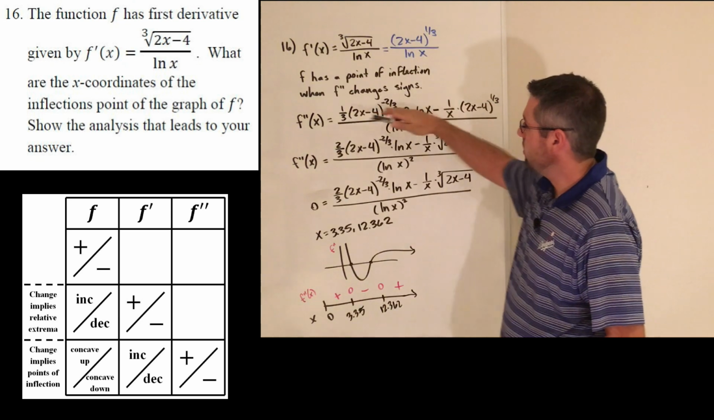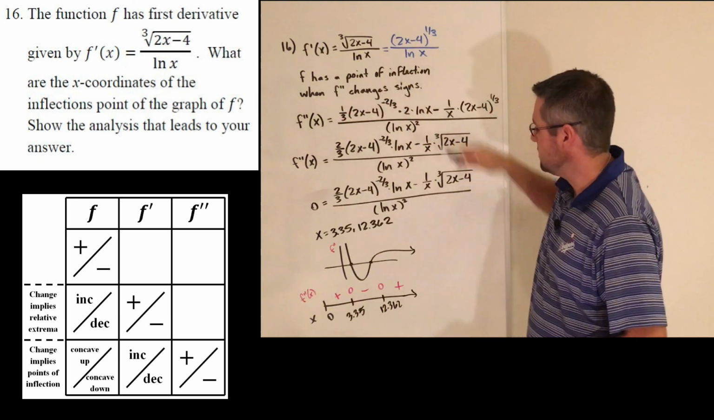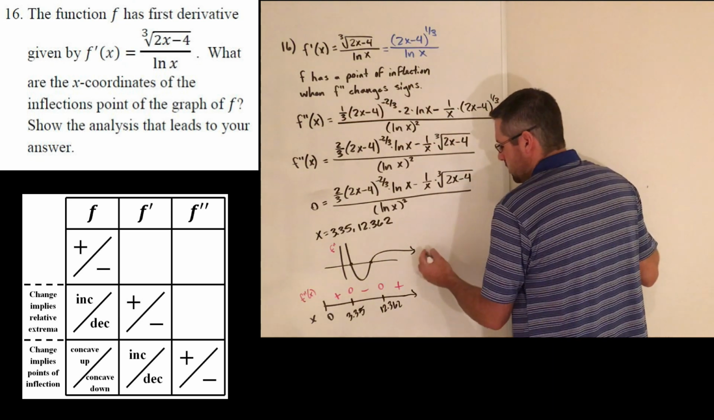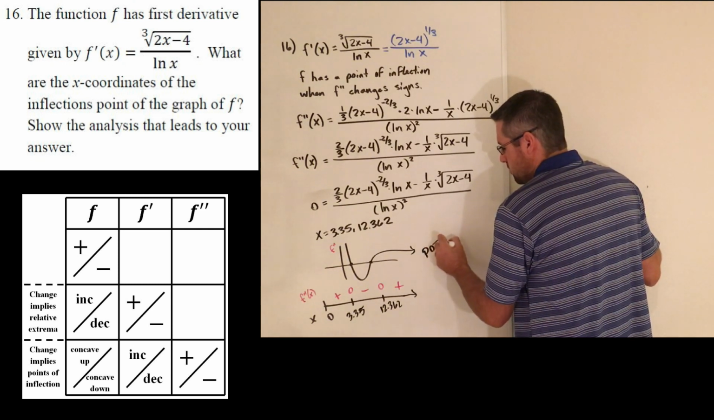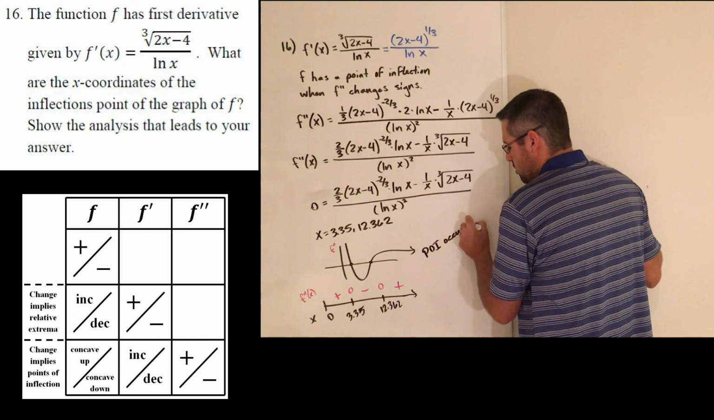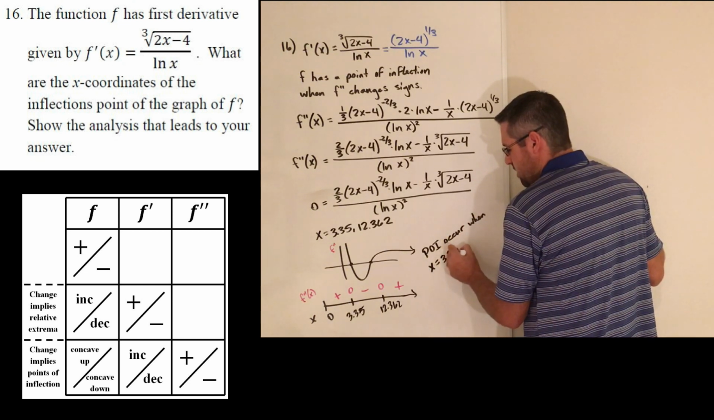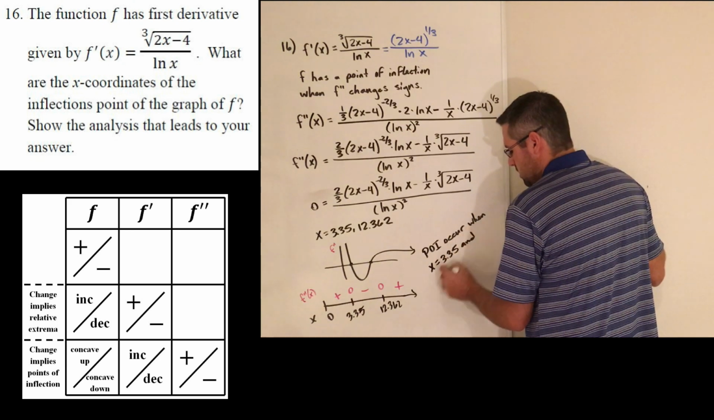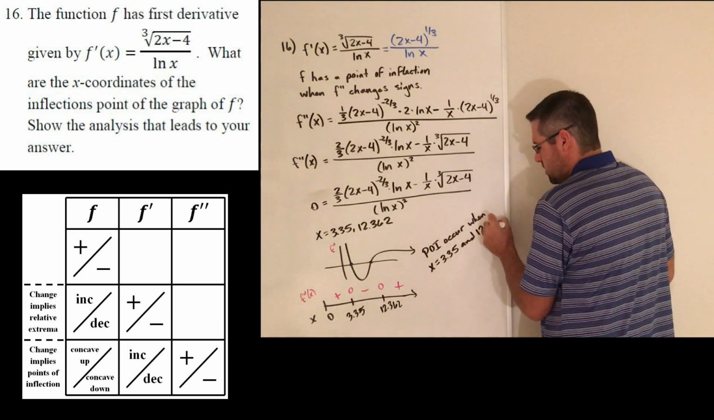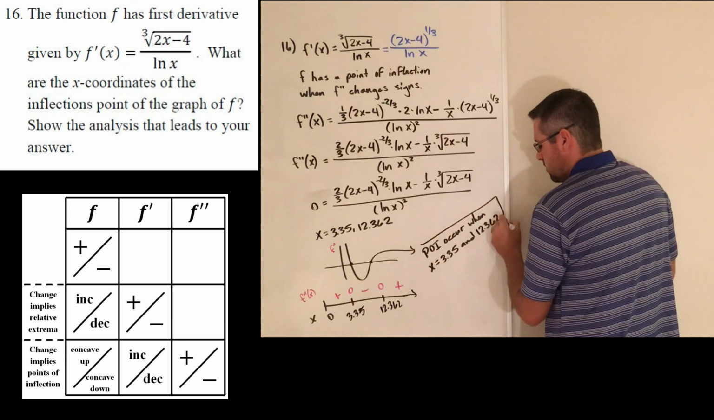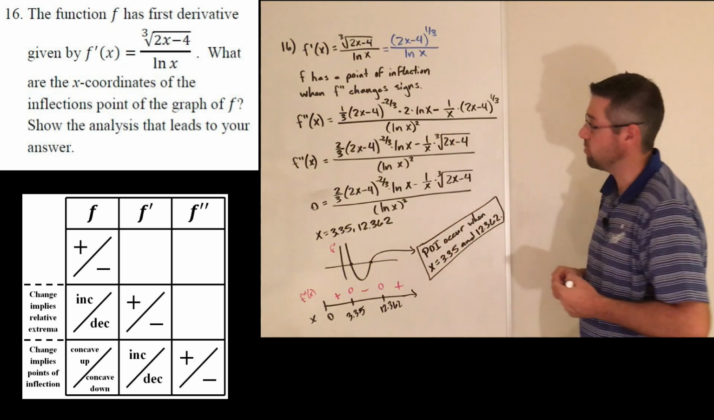Points of inflection occur when f double prime changes signs. And as a result, we can conclude that points of inflection occur when x equals 3.35 and 12.362. And that's our answer for number 16.